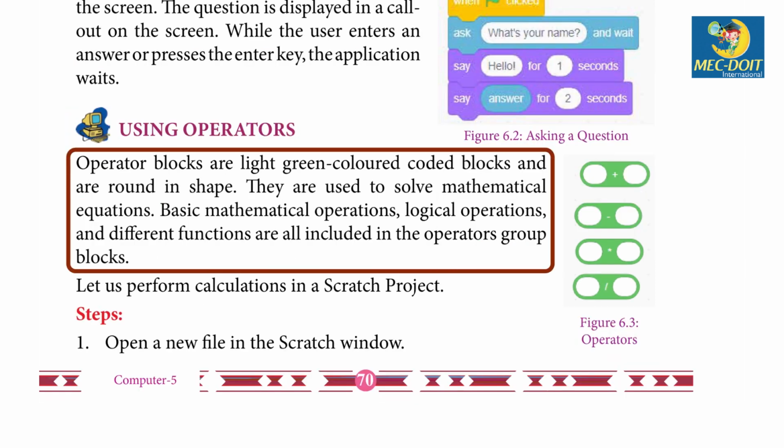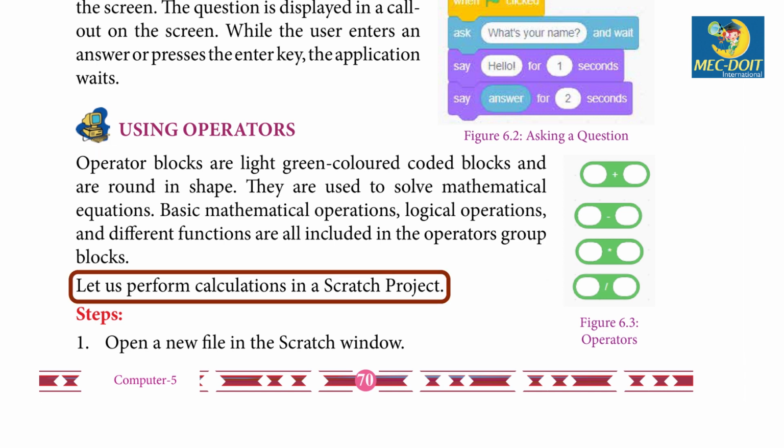Using operators. Operator blocks are light green color coded blocks, round in shape. They are used to solve mathematical equations. Basic mathematical operations, logical operations and different functions are all included in the operator group blocks. Let us perform calculations in a Scratch project.